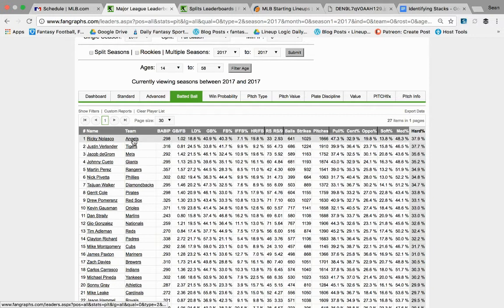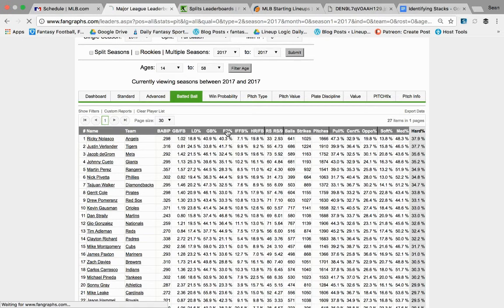So some of these names I hadn't seen yet: Nolasco, Verlander, deGrom, Cueto. Although Verlander is certainly someone that we're not afraid of stacking against these days. I'm not stacking against Jacob deGrom. And I'll look at Johnny Cueto, but it is the Padres offense that we're talking about there. So Perez and Pivetta pop up on that list with 34, almost 35% hard hit rate.